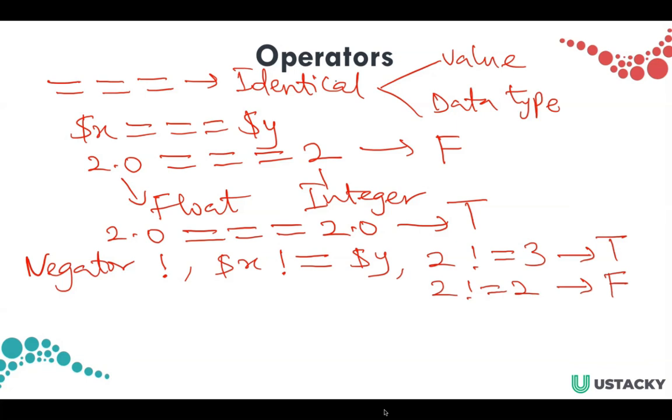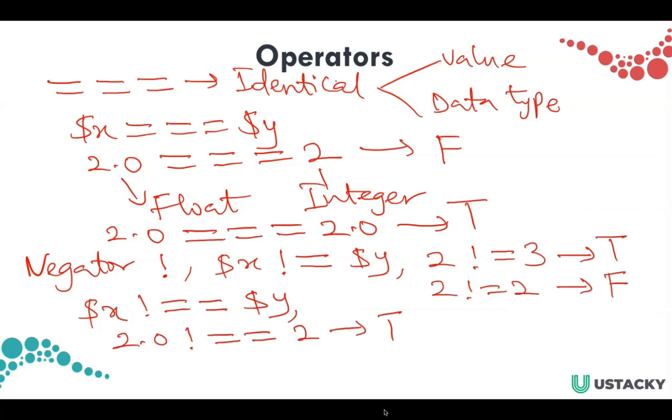You can also negate the triple equals to sign. So it will be written as $x is not equals to this. So it shows that this is not identical to this. For example, if we have 2.0, it's not identical to 2. This is going to be true. Because though they have the same values, but they have different data types. But 2.0 is not identical to 2.0. This is false. So we can also negate conditional statements.